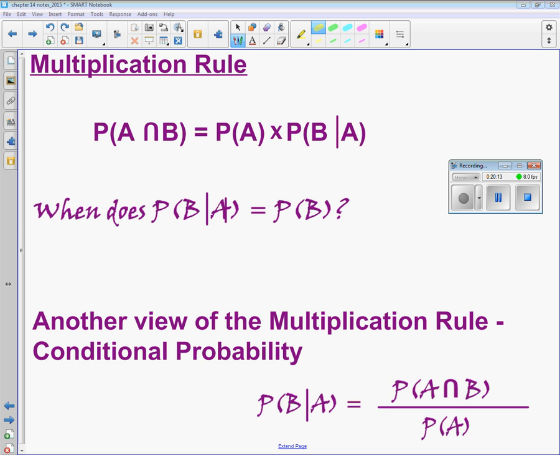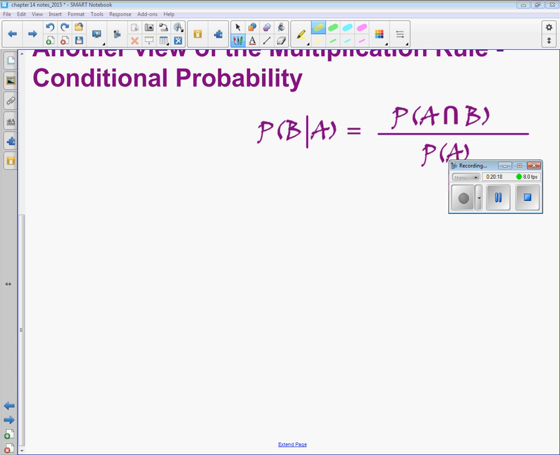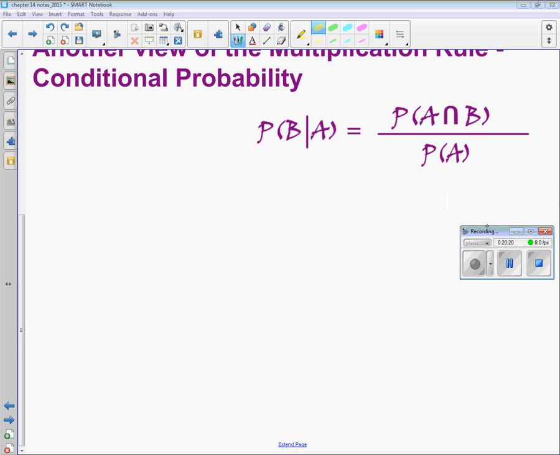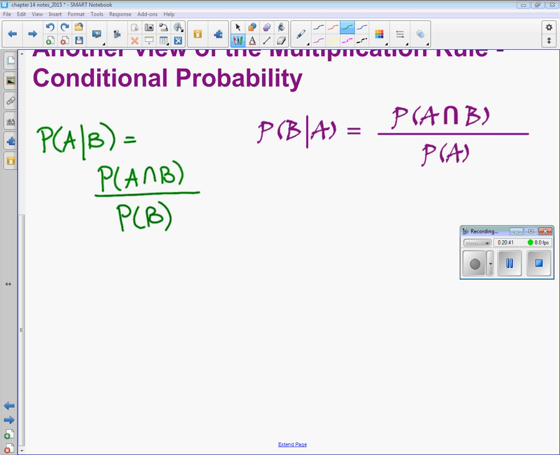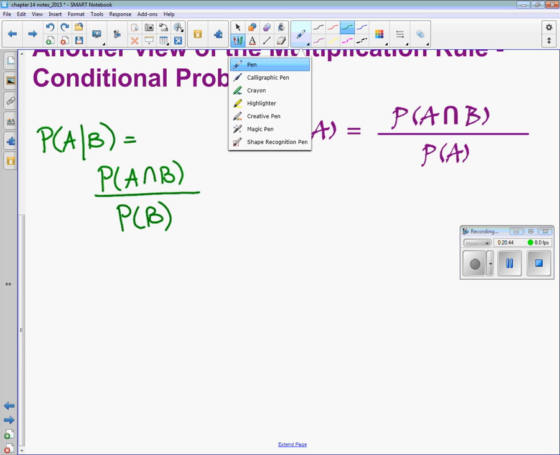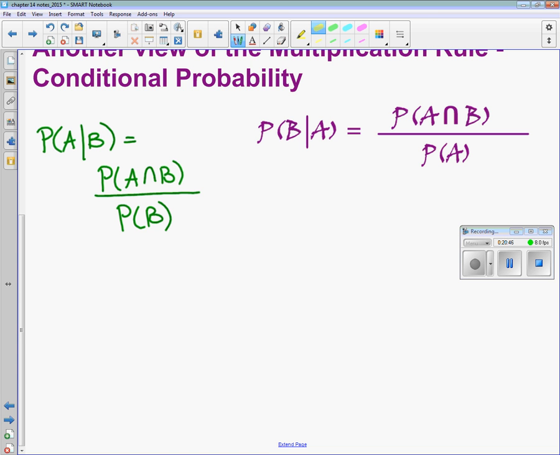Your formula looks a little bit different than the one here at the bottom. Let's just worry about the one here at the bottom, okay? What's different about the one on your formula sheet versus the one that you see here? It starts off as A given B. Do you agree? That's the one your formula says. And the formula on your formula sheet says that the numerator is the same, but this time the denominator is the probability of B.